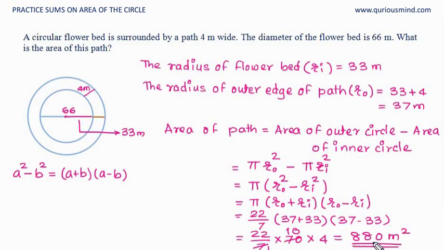is the area. Now just observe how easy this has become. Otherwise we had to find 37's square, we have to find 33's square, which are big numbers, and we have to subtract those big numbers. Instead, what we got is direct answer 33 plus 37 into 37 minus 33. A plus b, a minus b. This is applicable when we have to find the area of the ring. Please go through this example one more time to understand how we have done it.